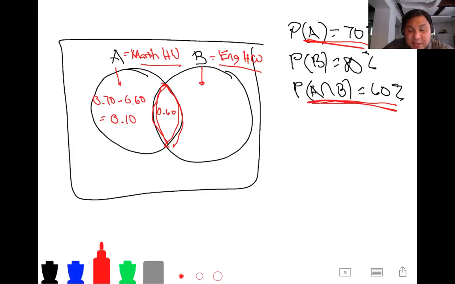Now for English, we do the same process. The probability of him doing English is 80%, and then we subtract the probability that he also does his math homework, which is 60%.